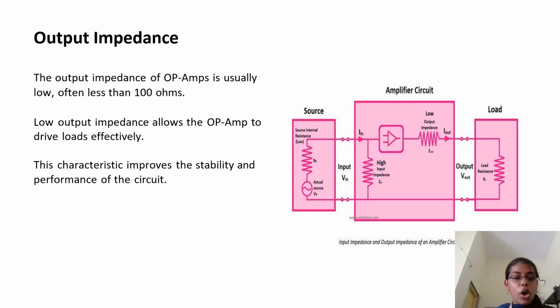Output impedance. The output impedance of op amps is usually low, often less than 100 ohms. Low output impedance allows the op amp to drive loads efficiently. This characteristic improves the stability and performance of the circuit. We can see in this picture a source, amplifier, circuit, and load.